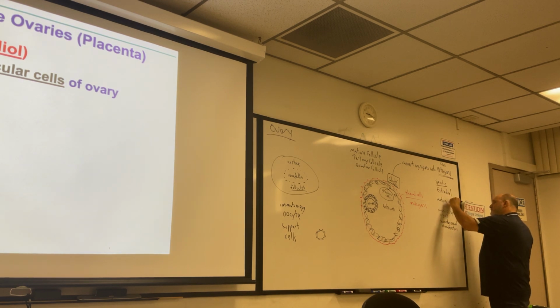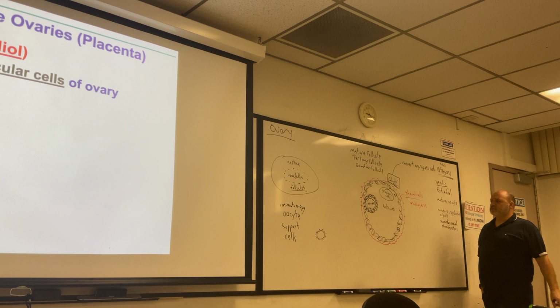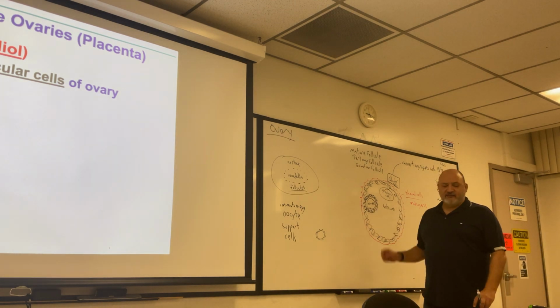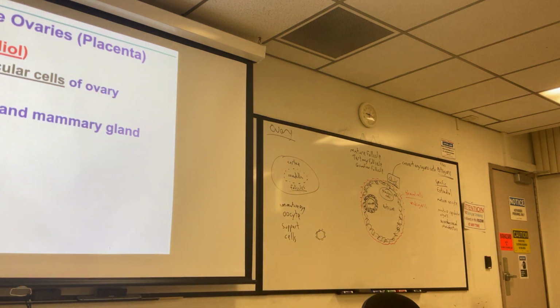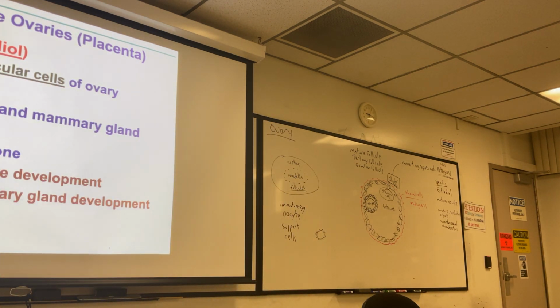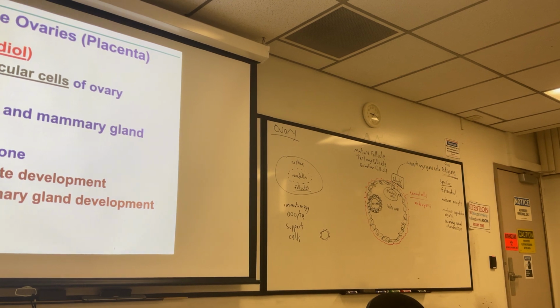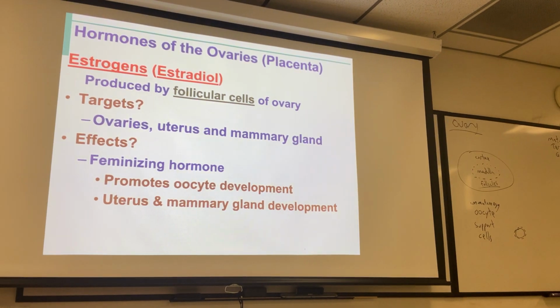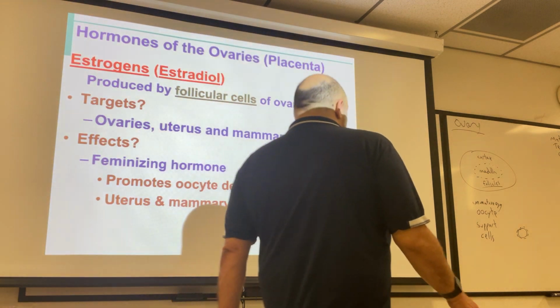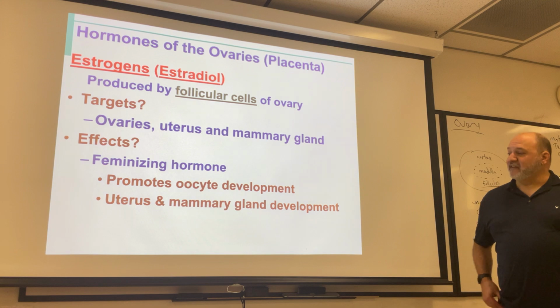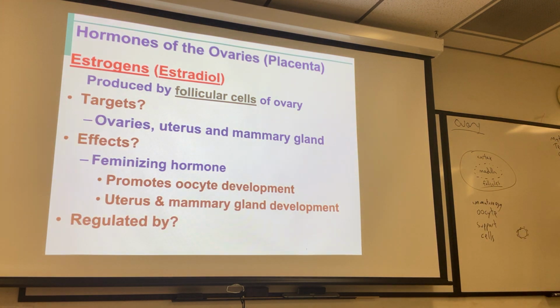matures the oocyte. Remember, this is an immature cell, and it needs to be matured. So it targets the ovaries, the uterus, the mammary glands. Developing the oocyte, developing the reproductive organs, plays a huge role in the formation of and thickening of the uterine wall, developing that for an expectation of implantation, right? And basically overall, it is the feminizing hormone.